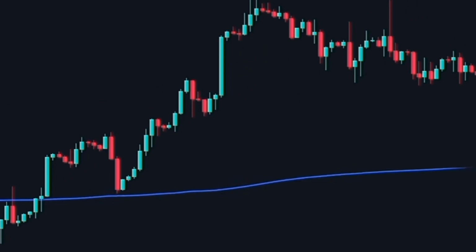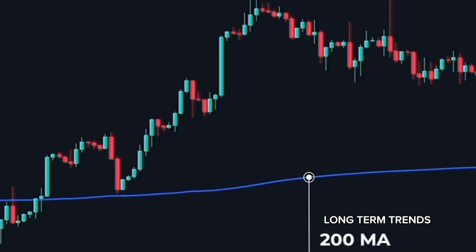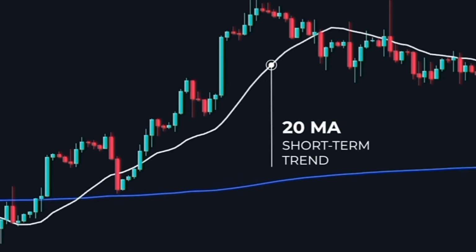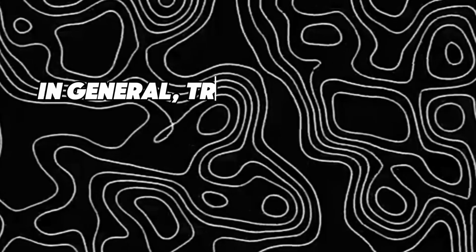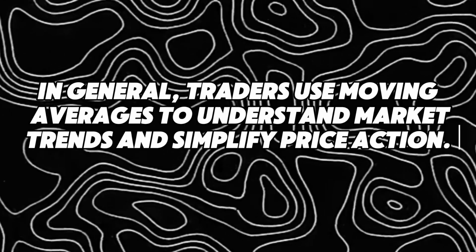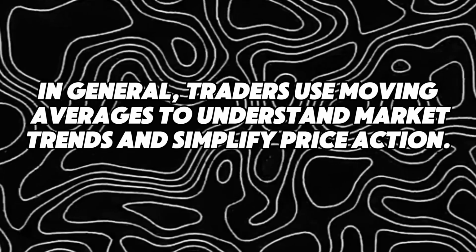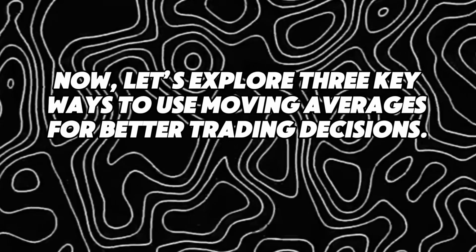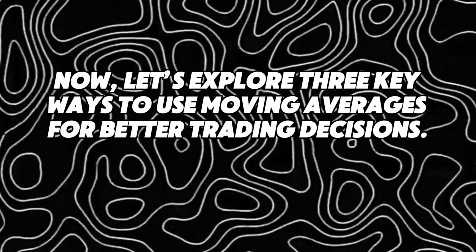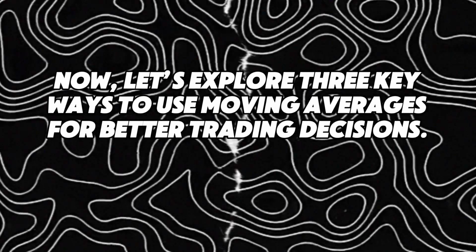A 200-period moving average helps identify long-term trends. A 20-period moving average is commonly used for short-term trend analysis. The 20, 50, 100, and 200 moving averages are among the most popular in trading. In general, traders use moving averages to understand market trends and simplify price action. Now, let's explore 3 key ways to use moving averages for better trading decisions.